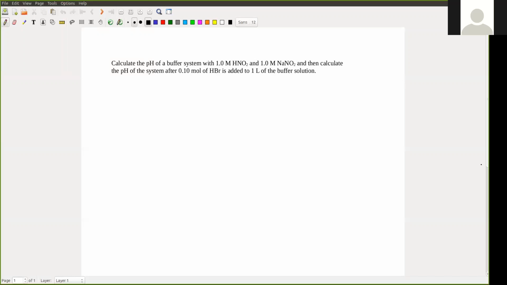So let's get started. There's going to be several ICE tables involved, so just be prepared for that. First, let's look at the buffer system, and we'll calculate the pH of this buffer system. For our sodium nitrite, it's going to go from NaNO2, and it's going to be a one-way reaction to sodium ions plus nitrite ions.